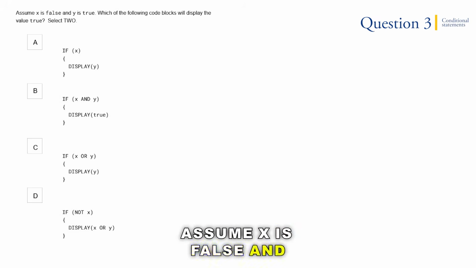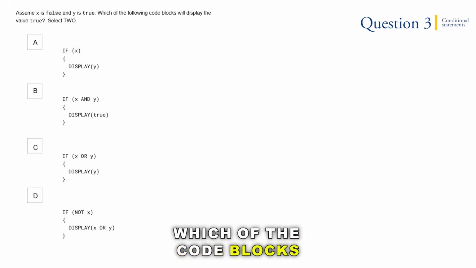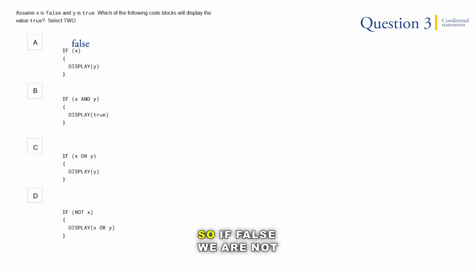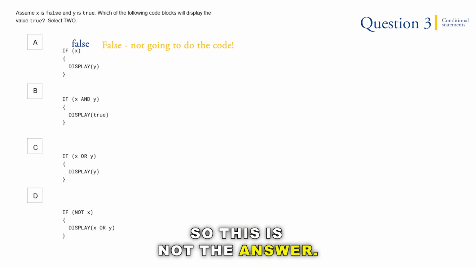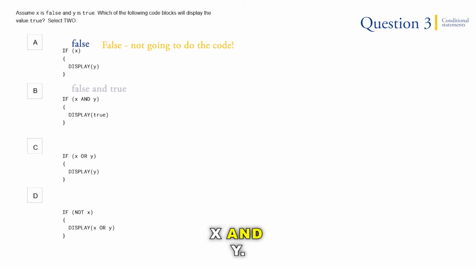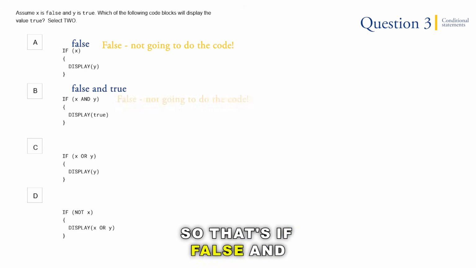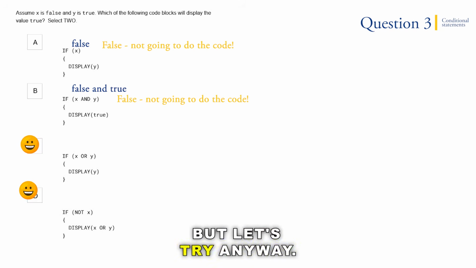Question 4 is similar. Assume x is false and y is true. Which of the code blocks will display the value true? Select 2. The first one is if x is false, so if false, we are not going to display anything. So this is not the answer. Next one is if x and y, so that's if false and true. That's also false, so we're not displaying anything. So we know right away the answer is C and D, but let's try anyway.